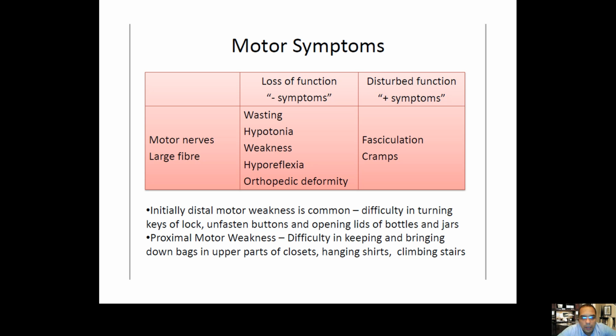What about the motor symptoms? As you notice here, we have not divided the motor fibers into large and small fibers because motor fibers are all large fibers. If there is a motor neuropathy, remember that it is a lower motor neuron lesion. And a lower motor neuron lesion comes with hyporeflexia and hypotonia. So we have two important components, hyporeflexia and hypotonia, together with weakness and wasting, if this is a long-standing thing. And I will show you in a minute what I mean by wasting. If there is disturbed function of these large fibers, this can produce twitches of the muscle or fasciculations and cramps. So this is how motor neuropathy presents.